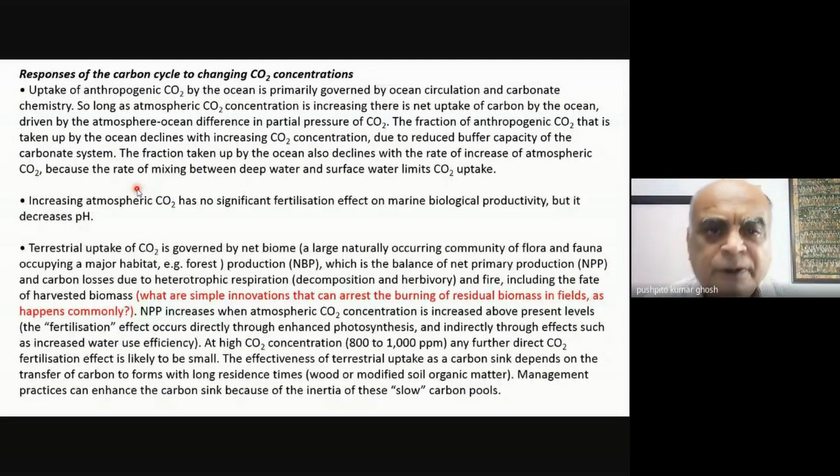So if we can now summarize the responses of the carbon cycle to changing CO2 concentrations, let me read it out. Uptake of anthropogenic CO2 by the ocean is primarily governed by ocean circulation and carbonate chemistry. So long as atmospheric CO2 concentration is increasing, there is net uptake of carbon by the ocean, driven by the atmosphere-ocean difference in partial pressures of CO2. The fraction of anthropogenic CO2 taken up by the ocean declines with increasing CO2 concentration due to reduced buffer capacity of the carbonate system.